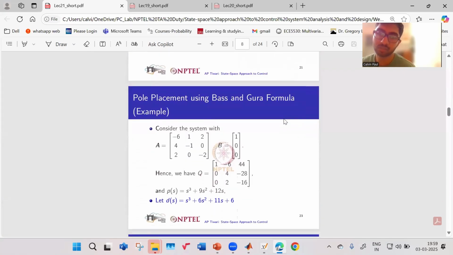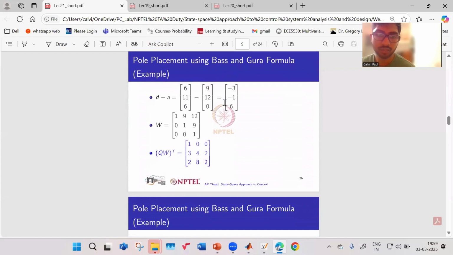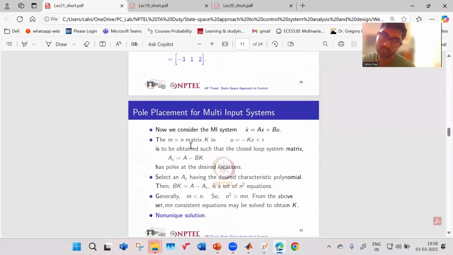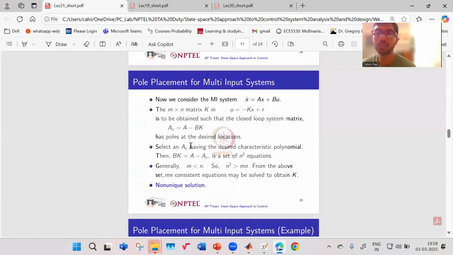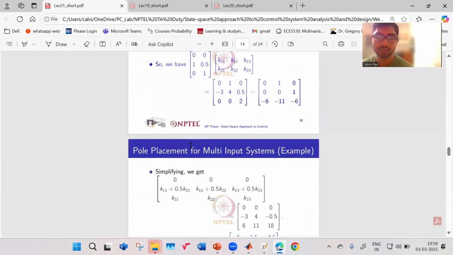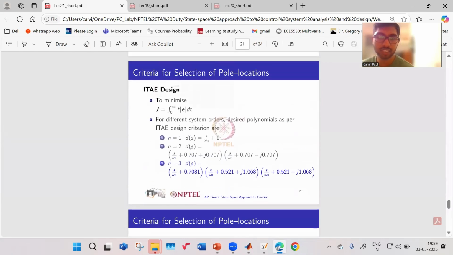Sir has also taught about the Bass-Gura algorithm, how there is a certain way in which you can find the gains. And sir also explained pole placement for multi-input systems. Multi-input systems will give a non-unique solution. If you have a single input, single output system, you will get a unique solution of K. If you say that my desired pole should be at this location, you will get a unique solution for what gains you require. But for a multi-input system, a multiple range of gains is possible. Sir has shown that through an example.